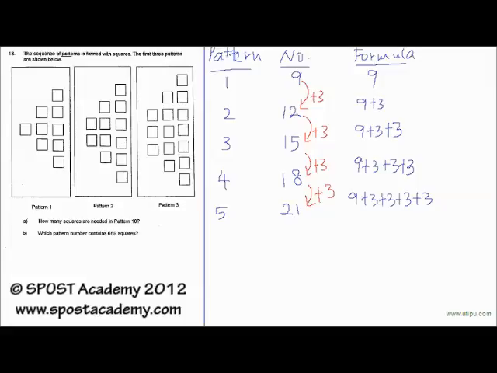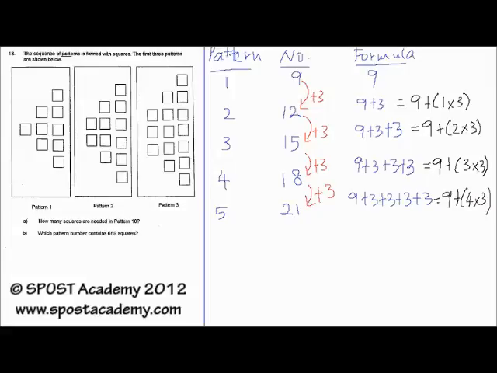So if you look at it closely, you can see that pattern number 2 is obtained by having 9 plus 1 times 3. Pattern number 3 is 9 plus 2 times 3. Pattern number 4 is 9 plus 3 times 3. While pattern number 5 is 9 plus 4 times 3. So if it's pattern number 5, I will find that the times 3 will be 4. If it's pattern 4, then I will have 9 plus 3 times 3. If it's pattern 3, I would have 9 plus 2 times 3.